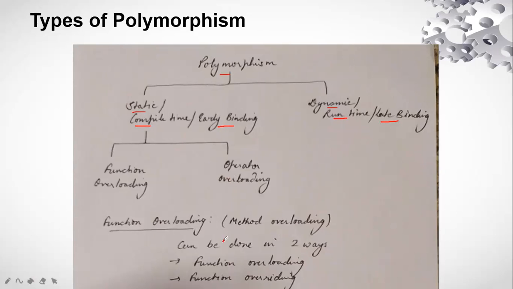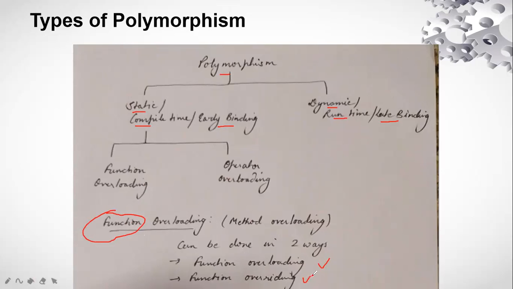Now function and method are two names for one thing. We can use the name function, and method is the same as function. So it can be called function overloading or method overloading, function overriding or method overriding. It can be done in two ways: one is function overloading and the other is function overriding.